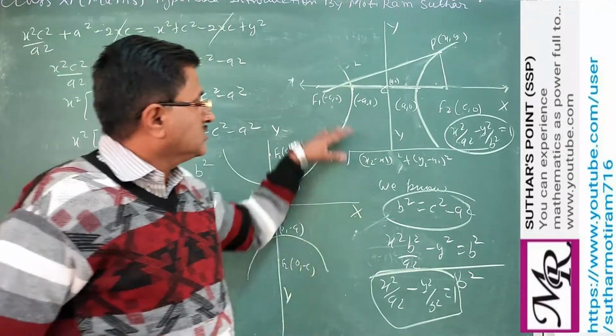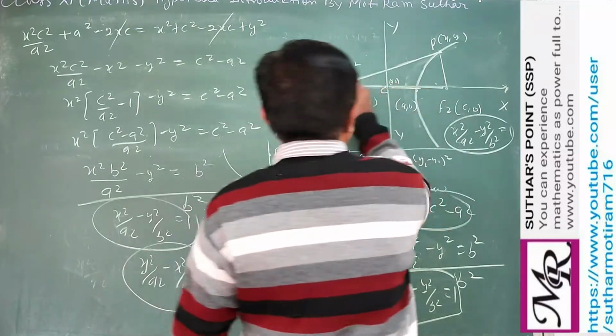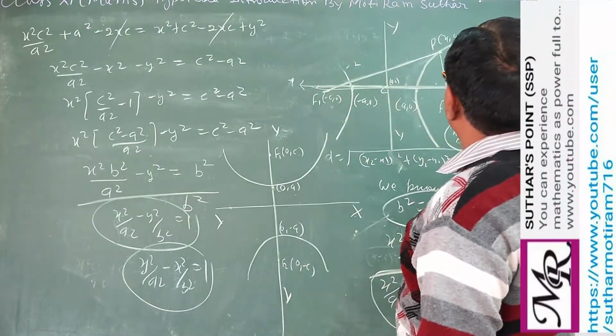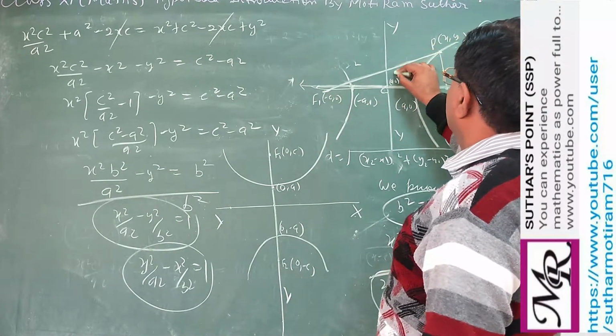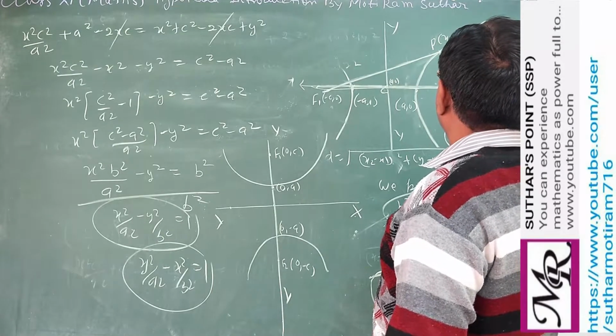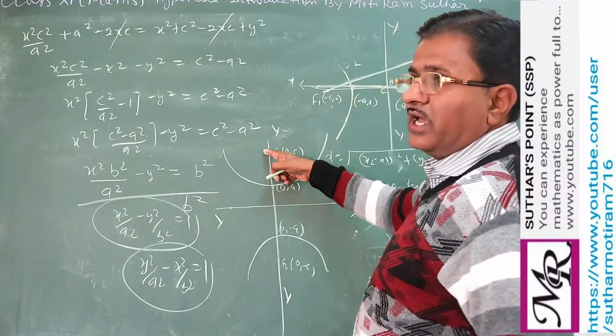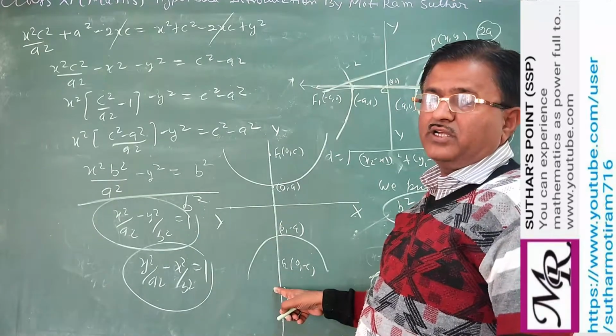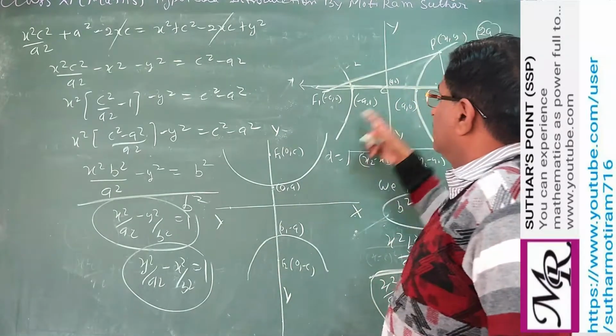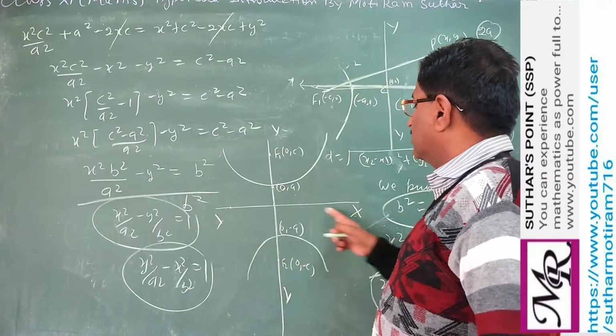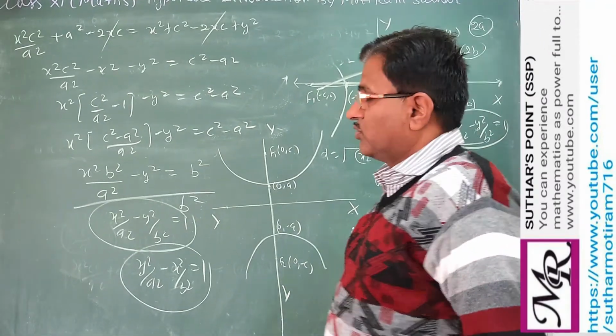Clear? Now in this you can say the length of the transverse axis is 2a, and here also the length of the conjugate axis is 2b. Similarly here, the length of the transverse axis remains the same, that is 2a, and the length of the conjugate axis will be 2b.